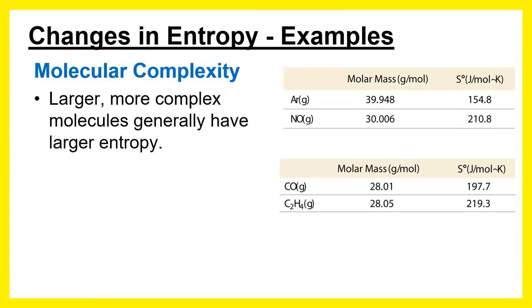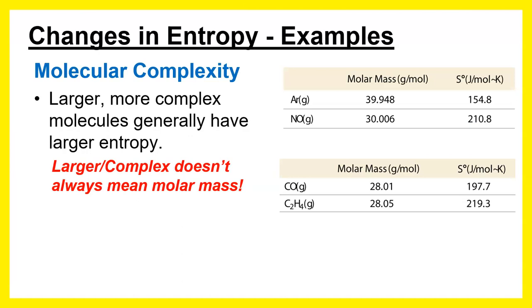One of the things that we have to be careful of is not mixing up the concept of larger, more complex with assuming we mean molar mass. Molar mass might be one component of it, but it doesn't always mean the heavier thing. So look at our argon and nitrogen monoxide example. Argon is heavier, but nitrogen monoxide's complexity outweighs that. No pun intended there, okay? But that's going to result in more entropy. The complexity is huge here compared to a single argon.